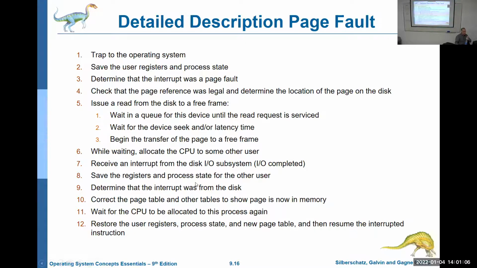Now, save the registers and the process state for the other user. That other process that we started up, we have to bring back its registers and copy them back into memory. What do we call that, by the way, when we do that? Save the registers and process state for the other user. What's that called? Context? Mm-hmm.